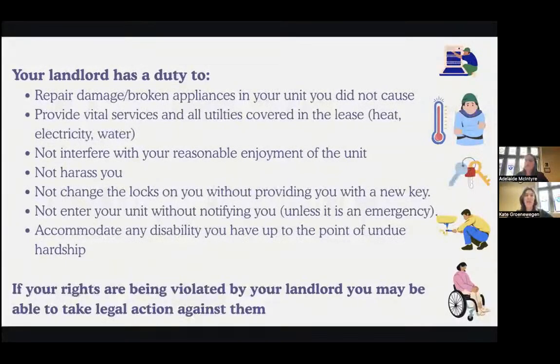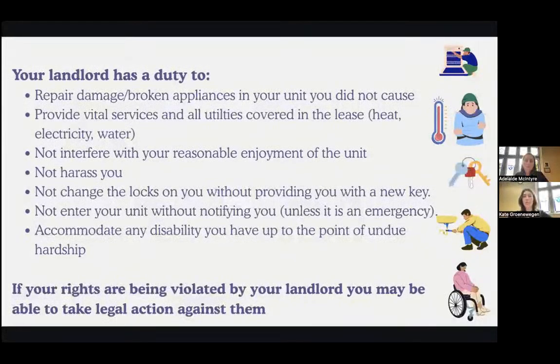Your landlord must provide vital services and make available the utilities covered in your lease, even if you still have to pay for them. So, utilities referring to heat, electricity, and water must always be functional in your unit, even if you have to pay to use them. Vital services refer to what must be available to you. So hot or cold water, fuel, electricity, gas, and heat during the part of the year where it's required.